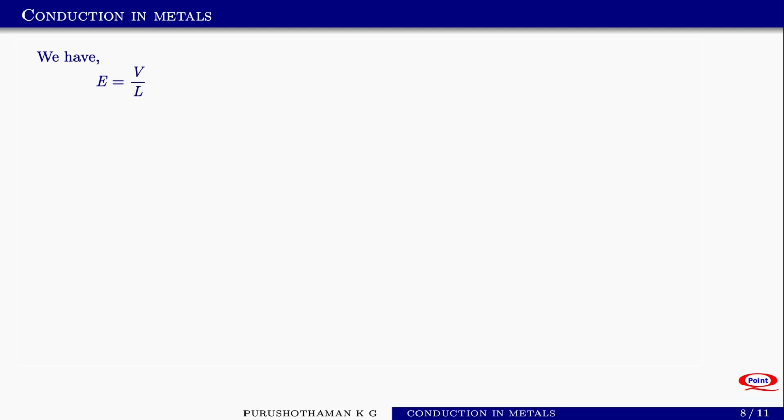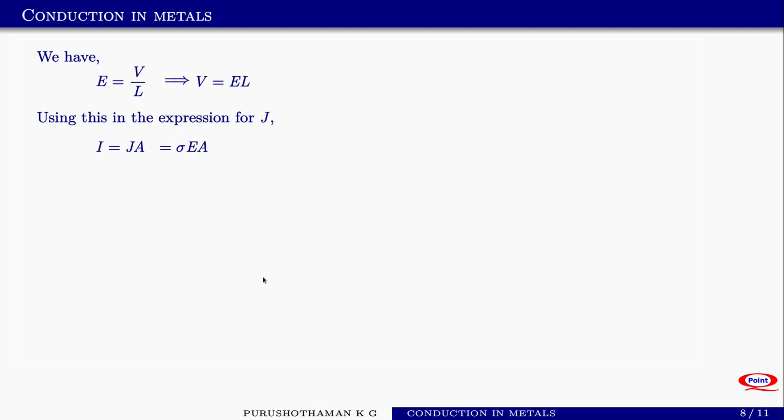We have the electric field E is equal to voltage divided by length. E is equal to V by L, or this implies V is equal to E into L. Now, using this in the expression for the current density J, we have I is equal to J into A, which is equal to sigma E into A.